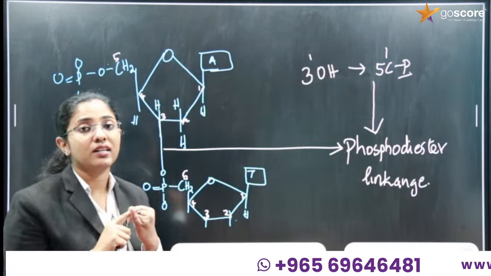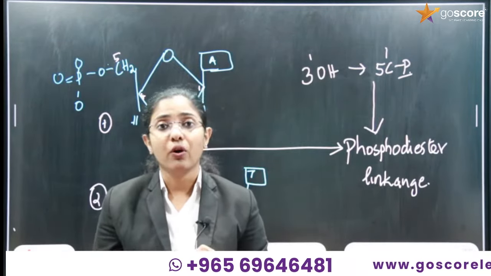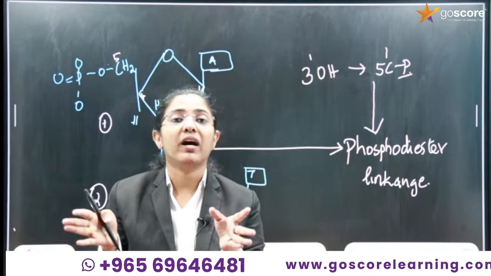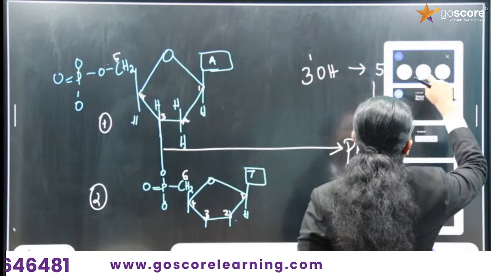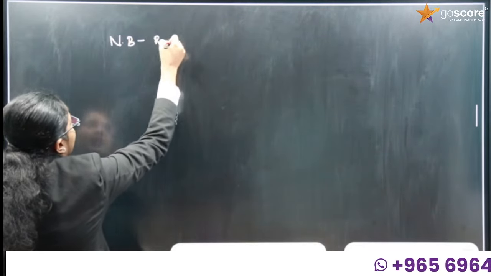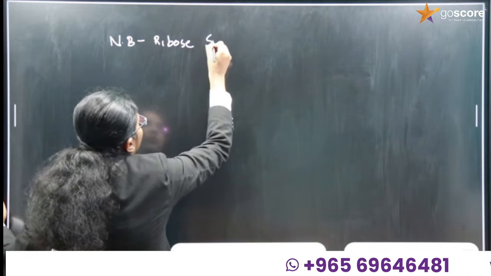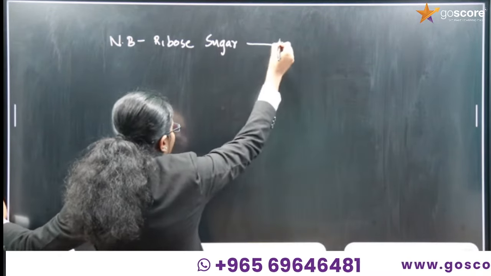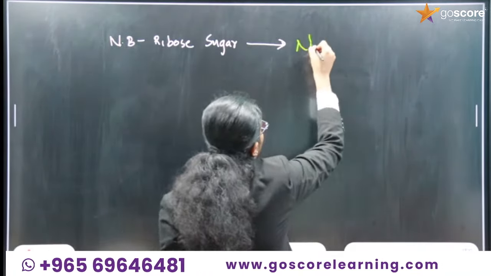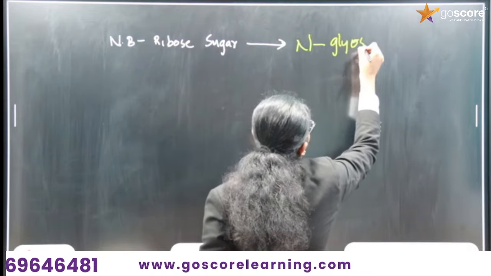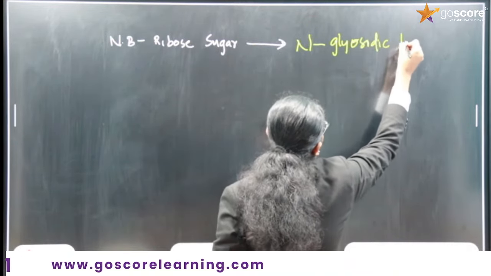So we have learned how nucleoside is formed, how nucleotide is formed, and how two nucleotides are combined together. We'll write the linkages all together once again, so you can make a note. First, the nitrogen base is attached to the ribose sugar through which bond? It is through N-glycosidic linkage.